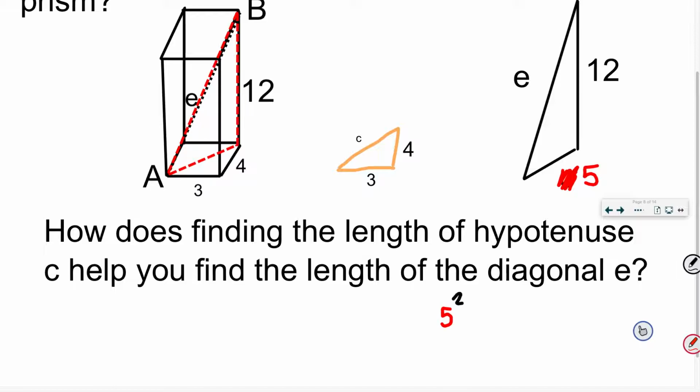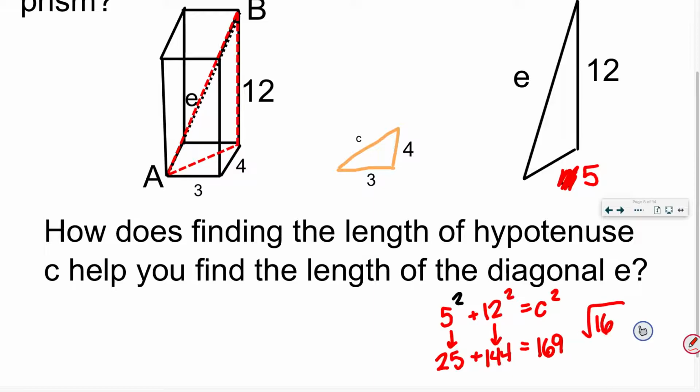5 squared. Good. 12 times 12, plus 12 times 12, good, which is, okay. You get 169. What do you get? 169. And then you find the square root of 169. The square root of 169 is 13.